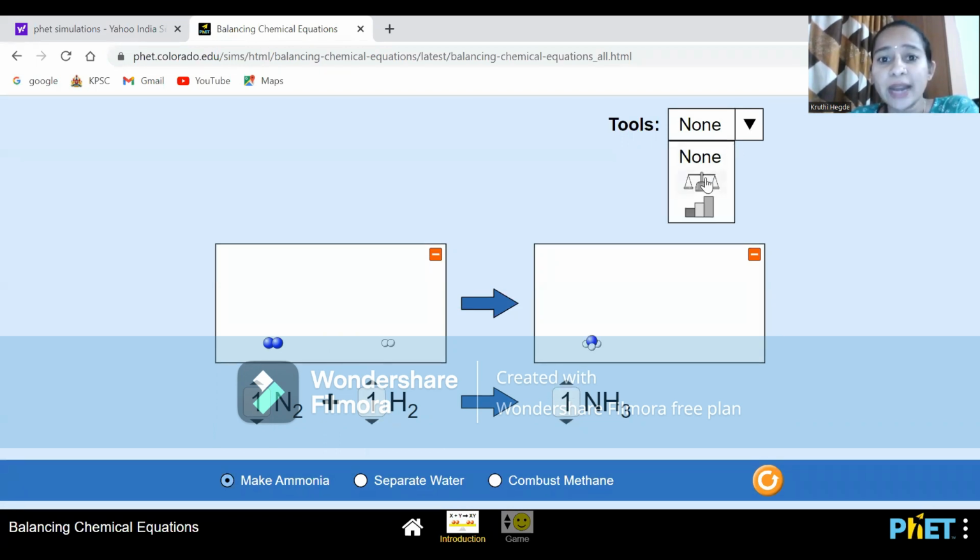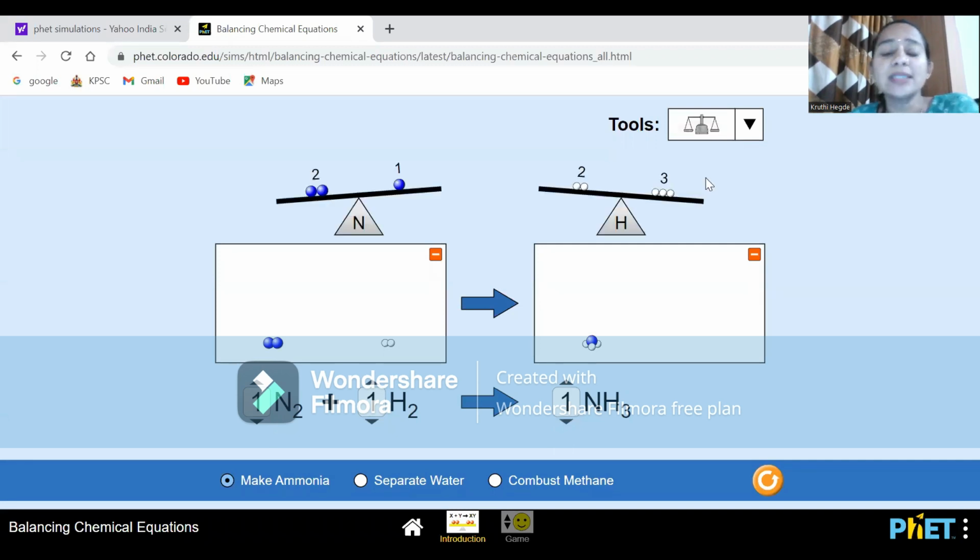Here, to understand the concept better, I'll select the weighing balance. Dear children, observe the nitrogen atoms on the reactant side and the product side. On the reactant side, it has two atoms. On the product side, it has one atom. In the case of hydrogen, on the reactant side, it is 2. On the product side, it is 3. So, we need to balance this. How can we balance it?